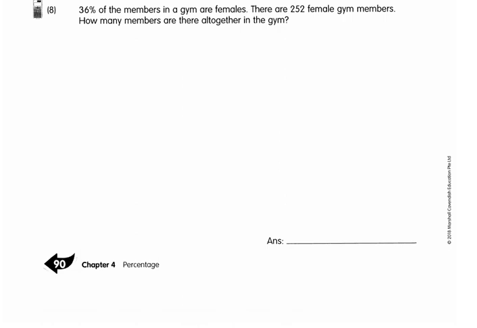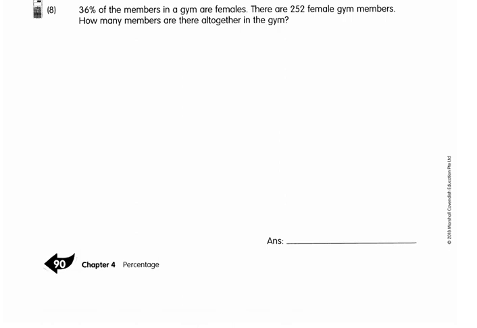Okay, now let's look at question 8. 36% of the members in the gym are females. So how many percent are males? 64% are male. There are 252 female gym members. So we know that. How many percent equals 252?